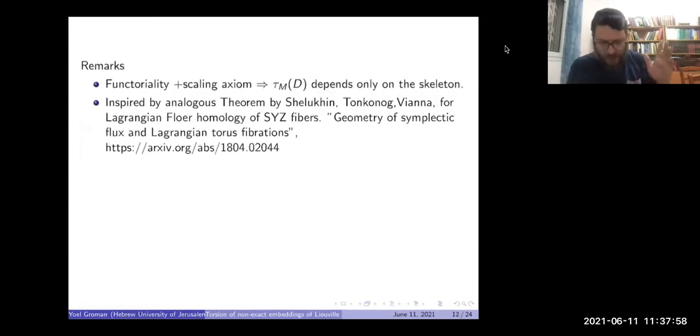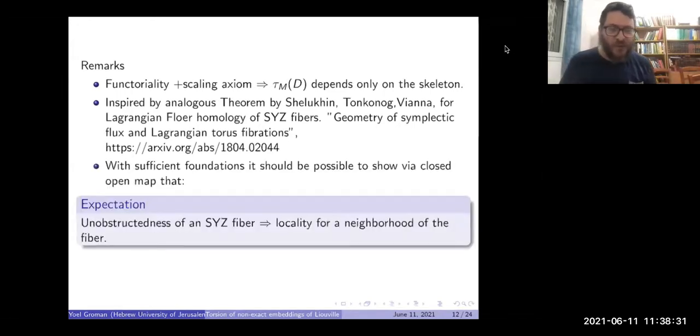Maybe I'll skip these remarks. I do want to say that the idea here is inspired by the work of Shiluchin, Tonkenog, and Vienna. They have this result, and the philosophy builds on the ideas there. However, you shouldn't think that this is just some uninspired imitation. There is a lot of non-trivial stuff orthogonal to this. And also to answer Igor's question, if we have sufficient foundations for the open-closed map, then unobstructedness of an SYZ fiber should imply, for a neighborhood of the fiber, that the tau invariant is infinite. But there are foundations to build.